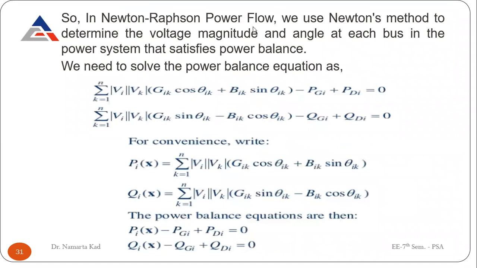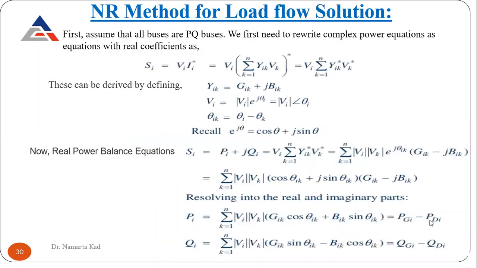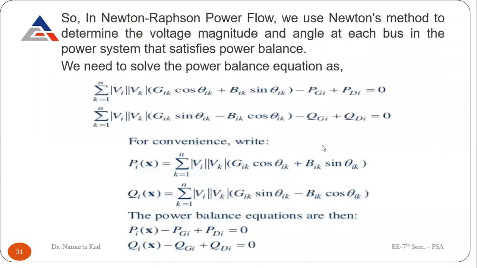So in Newton-Raphson power flow, we use Newton's method to determine the voltage magnitude and angle at each bus in the power system that satisfies the power balance. So we need to solve the power balance equations. These are the same equations, we are just going to shift these to this side and set them equal to 0. Okay, just check here. This is the same equation that is here on the right side, shifted to the left side. So Pi minus Pgi plus Pdi is equal to 0. And similarly for the reactive power.